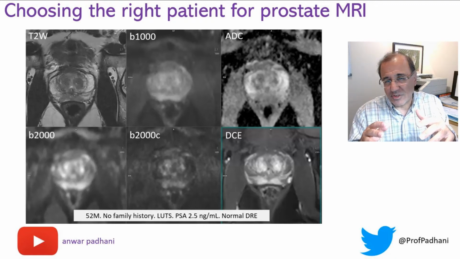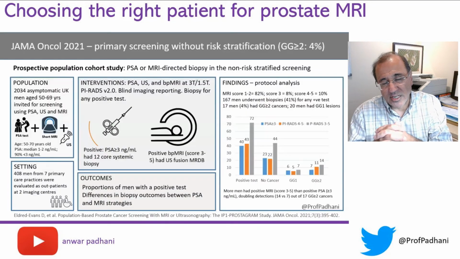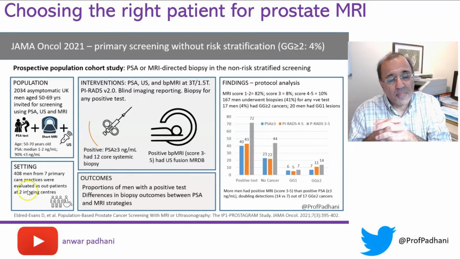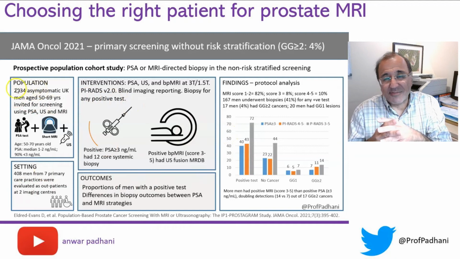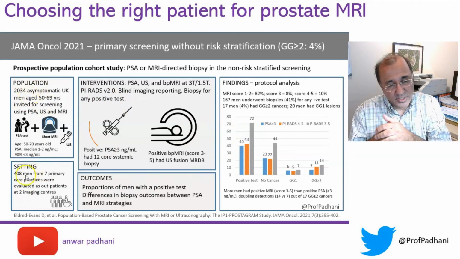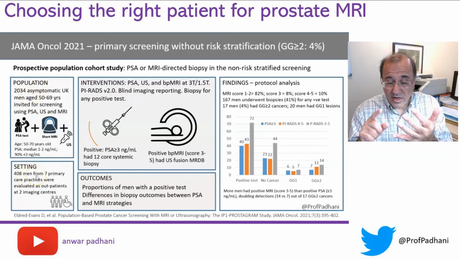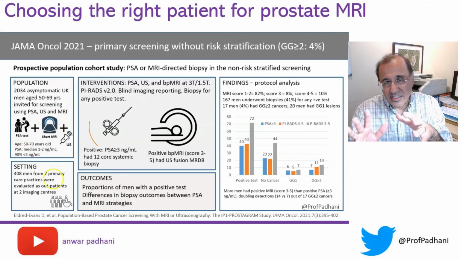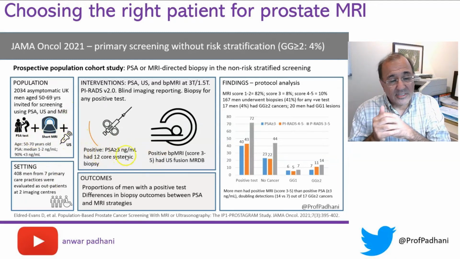This question was recently addressed by the ProScreen study, which has recently been published. In this study, you can see over 2,000 men were invited to undergo screening, of which about 408 men accepted to undergo screening. They underwent a PSA test, an ultrasound test, and an MRI test. And you can see that in this discussion, we're only going to compare the PSA test versus the MRI test.